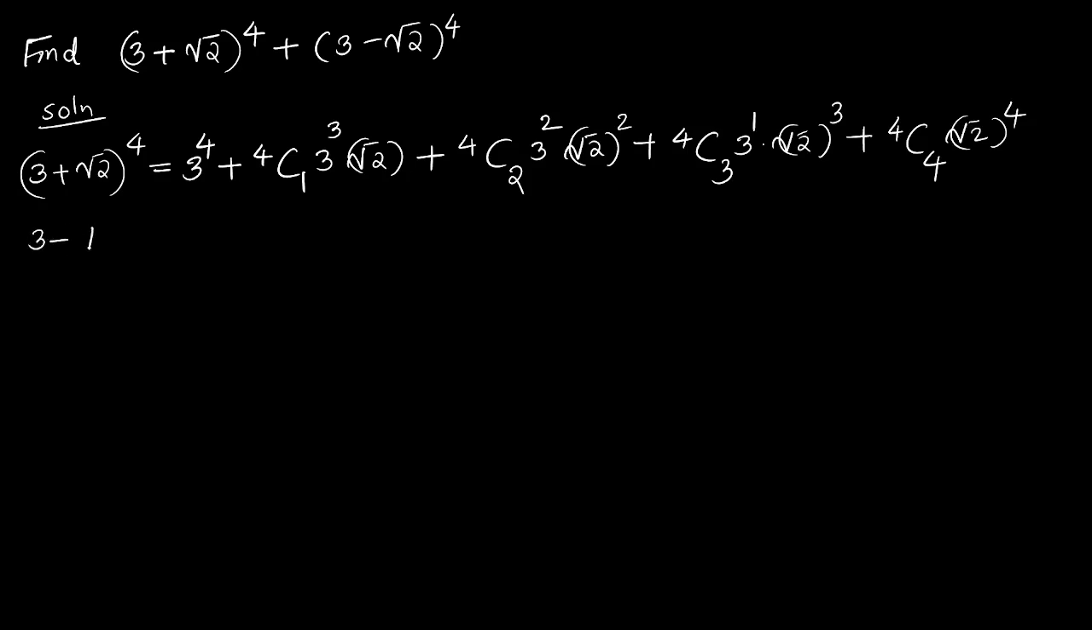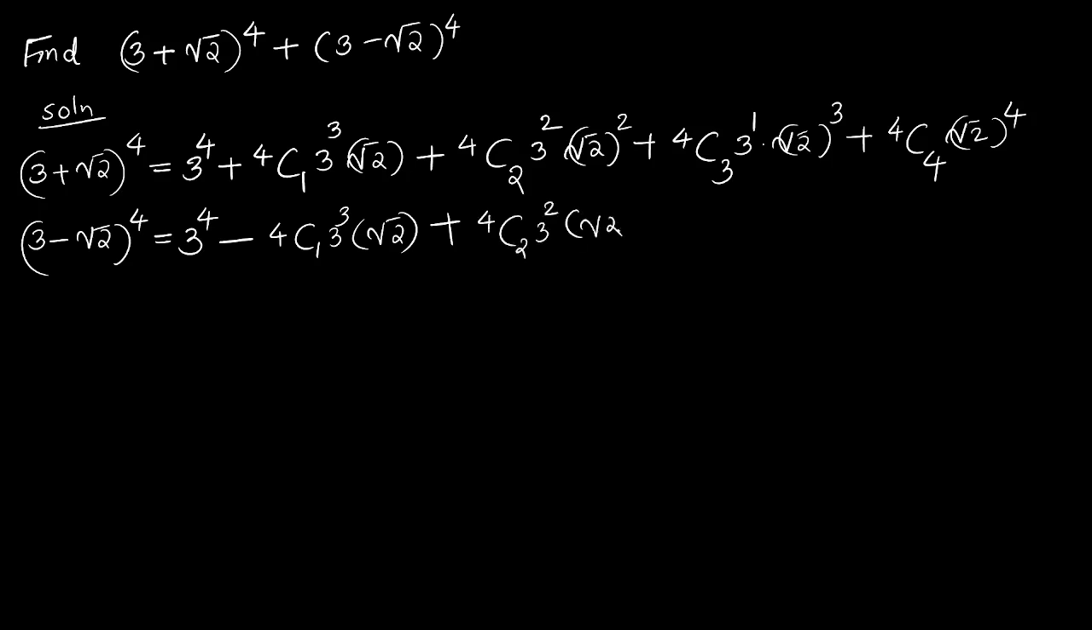A plus b raised to n and a minus b raised to n both have the same expansion. But in the case of a minus b raised to n, the terms will be plus, minus, and so on. So you simply copy the previous terms, and the sign is to be changed. First term plus, the second term minus, same term. After minus, plus, you simply copy. 4C2 3 square into root 2 square. After plus, minus. After minus, plus.